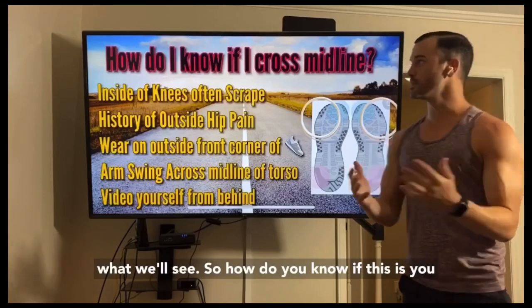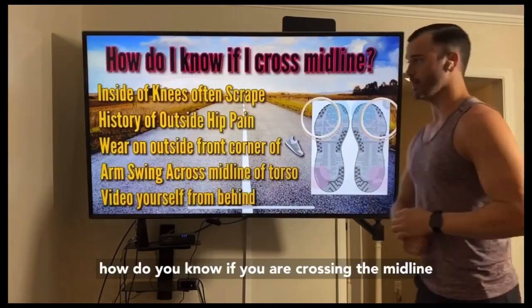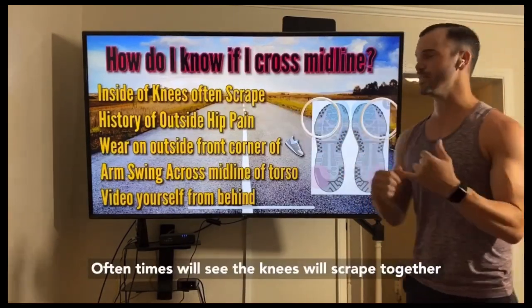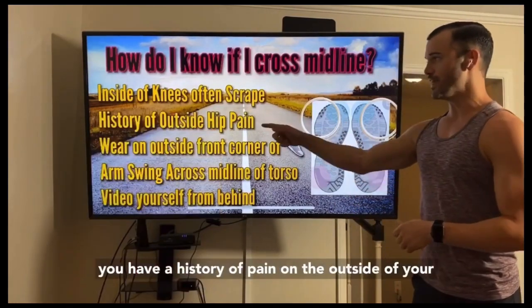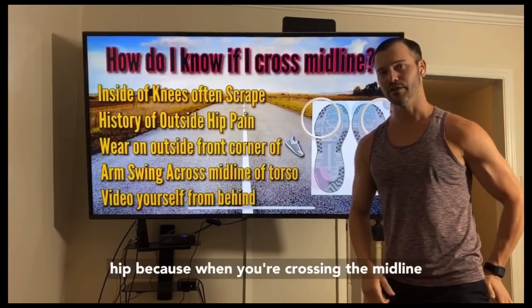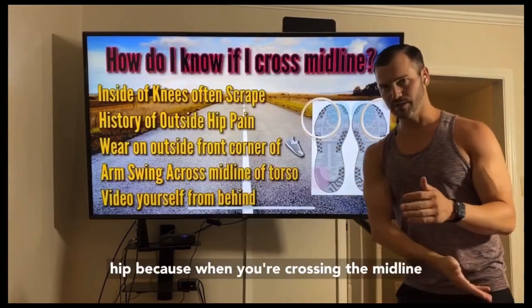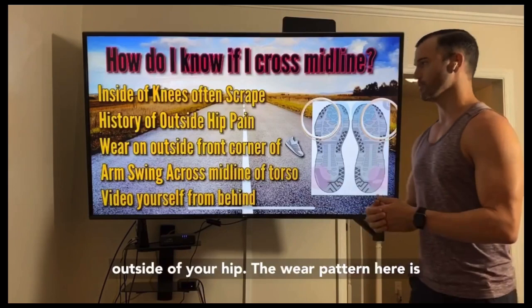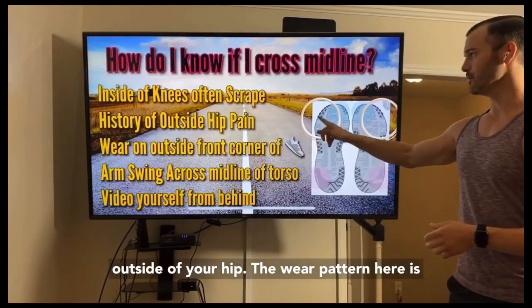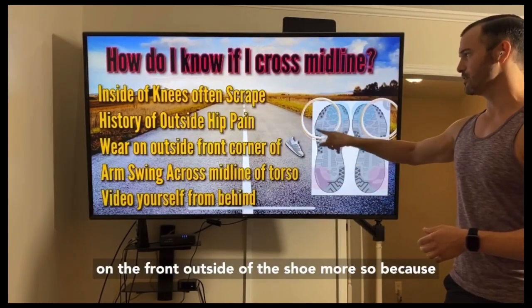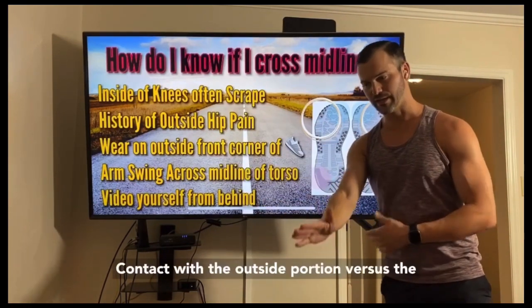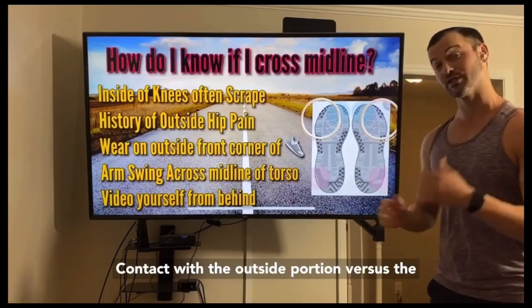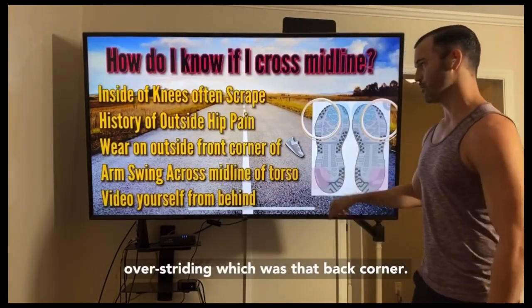So how do you know if this is you? How do you know if you are crossing midline? Oftentimes we'll see the knees will scrape together or bang occasionally when you're running. If you have a history of pain on the outside of your hip, because when you're crossing midline like that, you can get a lot of pressure on the outside of your hip. The wear pattern here is on the front outside of the shoe more so, because as you're going out and crossing, you're making contact with the outside portion versus the overstriding, which was that back corner.